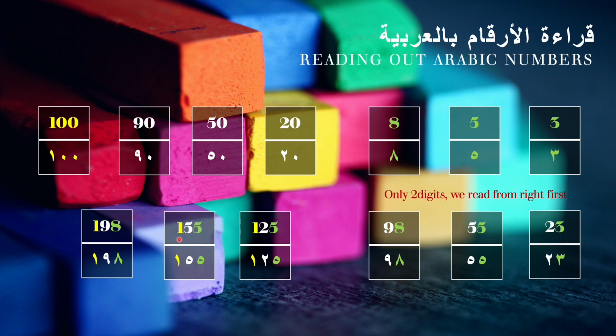125. Here we have 155. So it becomes 155. Here we have 198. It becomes 198. So this is the first base for how to read out Arabic numbers. In the coming lessons, I will give you more exercises how to read out Arabic numbers. Let's move to the next.